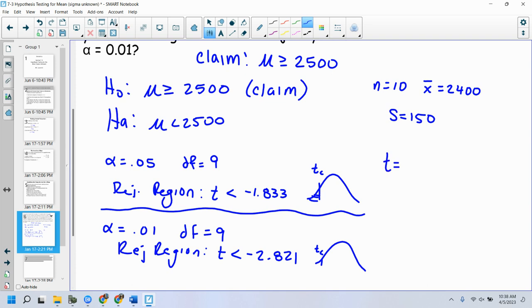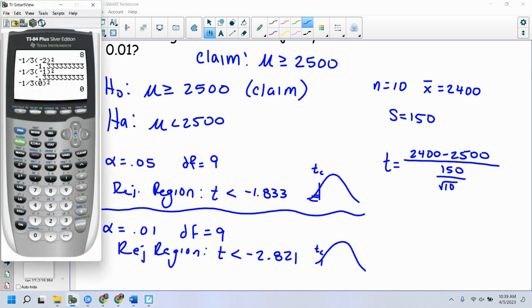And again, the t-score is going to be x bar minus mu, so 2400 minus 2500, divided by s divided by the square root of n. Not n minus 1, not 9. 10. So we have negative 100 divided by 150 divided by the square root of 10. Not square root of 9, square root of 10. All right. Negative 2.11.